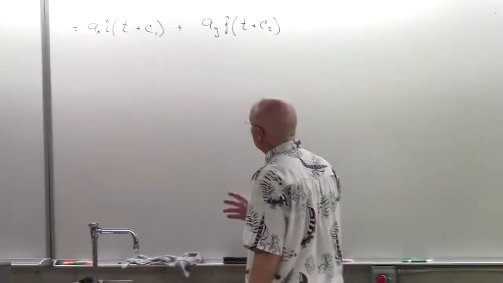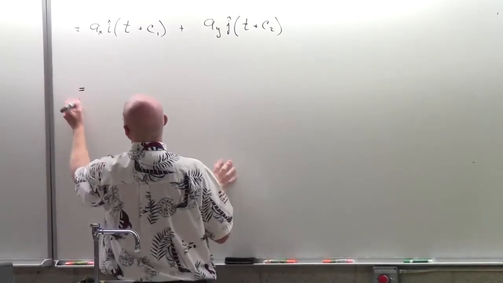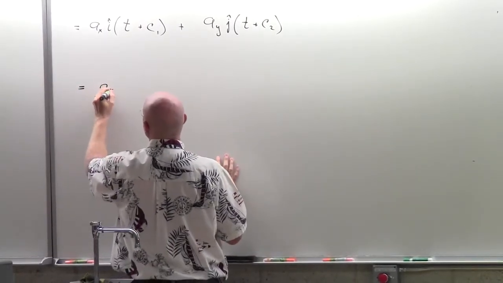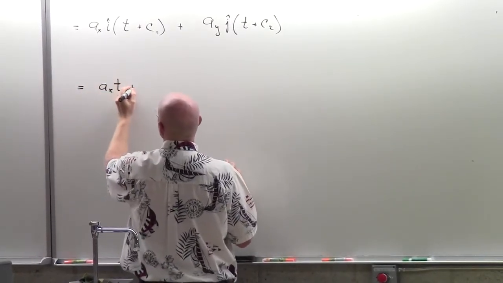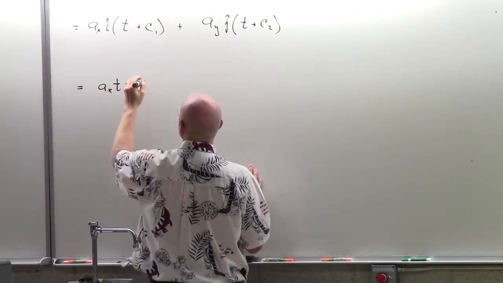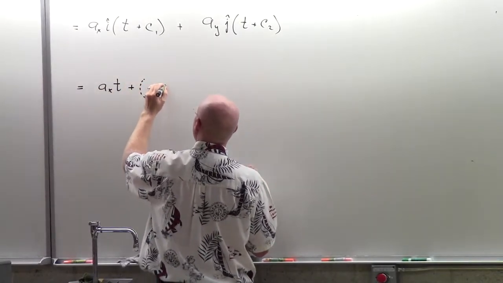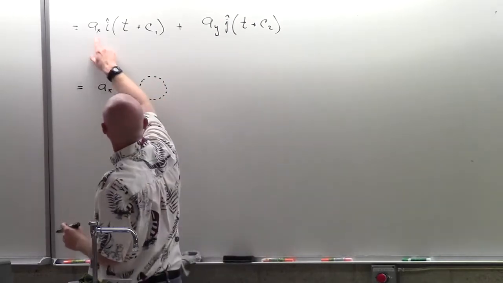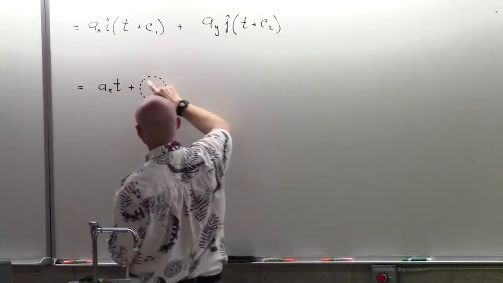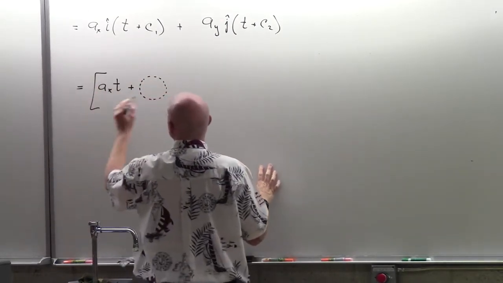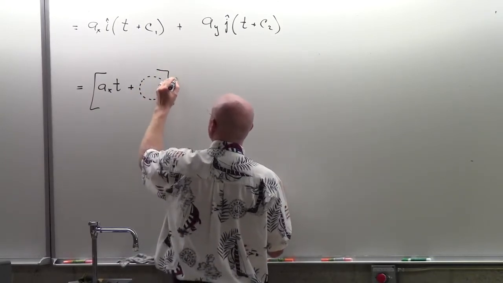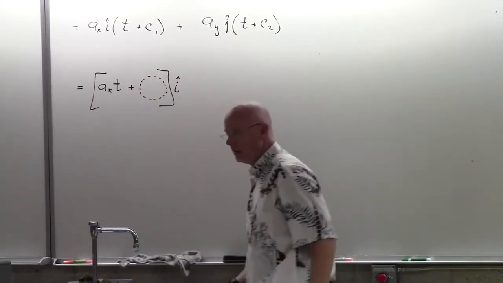And in fact, you could probably write this something such as this. axt plus, then I'll just make a little dotted line. Of course, it would be ax plus this constant. But the big piece I want to separate out is the i hat, right?